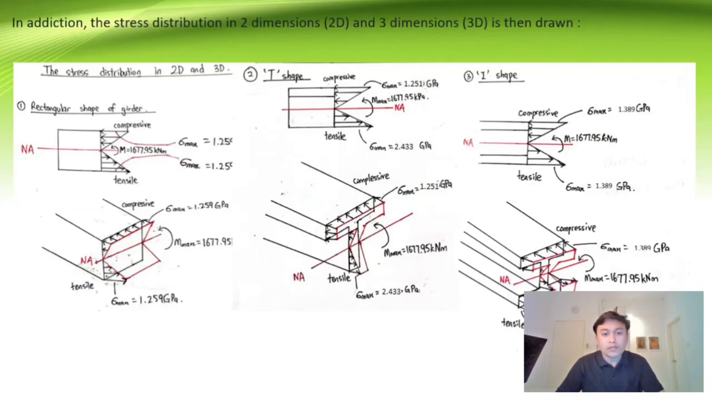Lastly, based on the research that our group has made, we can tell that the T-girder is the most suitable compared to the others, such as the rectangular and the I-girder, since it has the largest maximum bending stress, with the amount of 2.433 GPa on tensile stress.